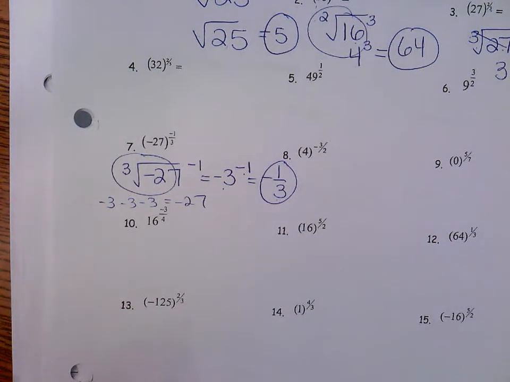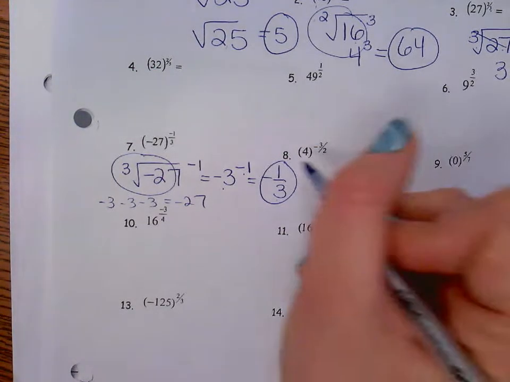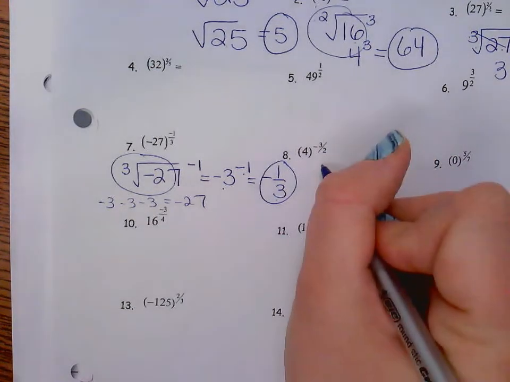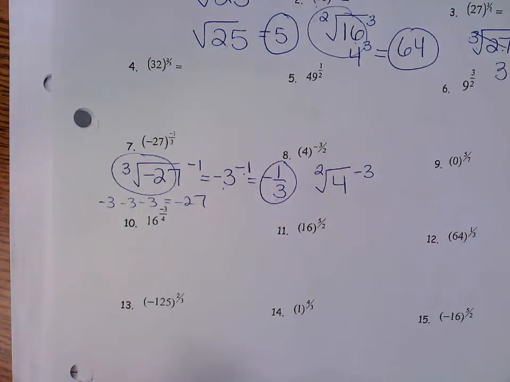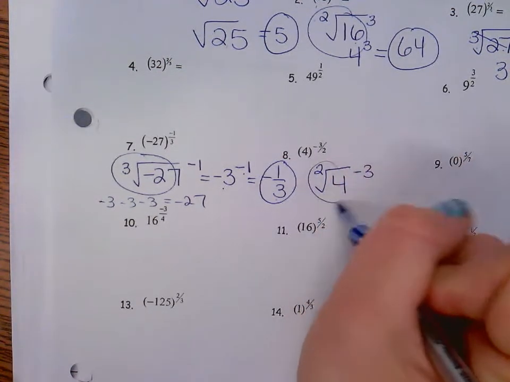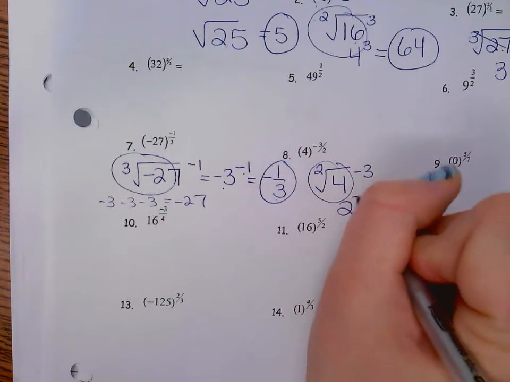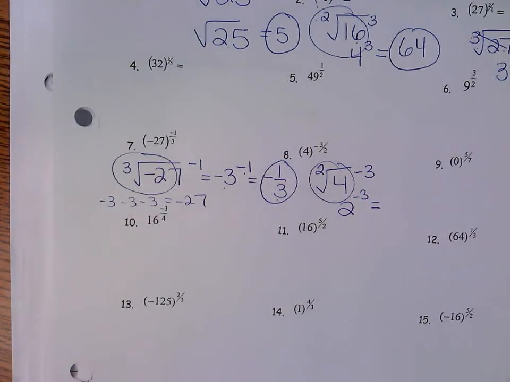And let's take a look at number, I guess we could just do 8, and then you can try some of the rest of these. So number 8, I'm taking the square root of 4, and then I'm going to raise it to the negative third power at the end. So the square root of 4 is just 2. And then what's 2 to the negative third power? You're going to cube it and take the reciprocal.